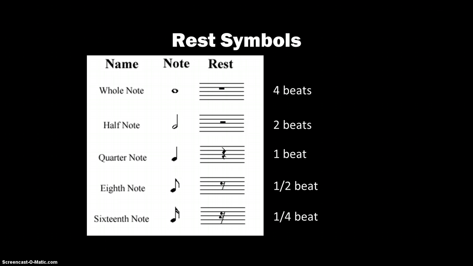The rest symbols are very similarly structured in that your whole rest is worth 4 beats, your half rest is worth 2 beats, and the quarter rest, which is the little lightning bolt there, is 1 beat. And then once you get to eighth rests, you get that little symbol that looks almost like a fancy 7, I guess. And then for 16th rests, you'll have 2 little doodads on there. A 32nd rest would have 3, ad infinitum.